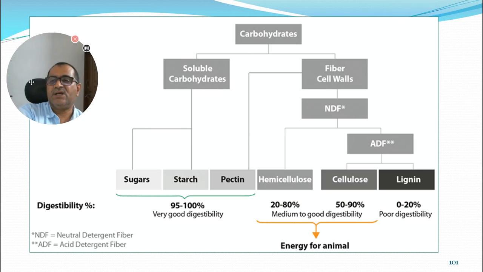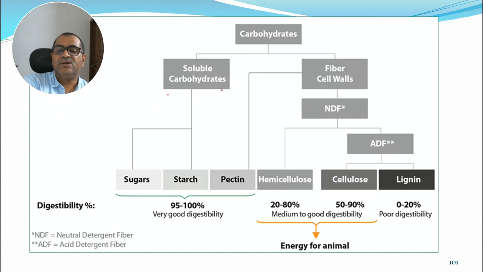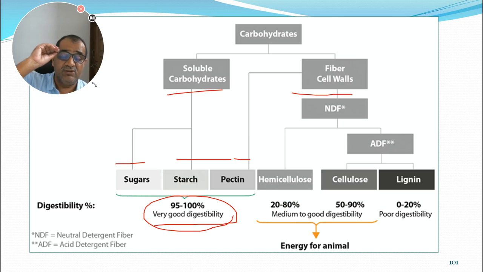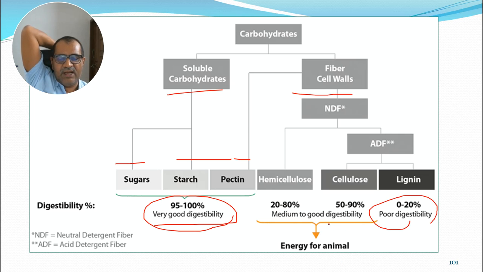Then carbohydrates are divided as soluble, then the fiber cell walls, the NDF and ADF. The soluble carbohydrates are sugar, starch, and pectin, which have 95% to 100% digestibility, whereas hemicellulose is only 20 to 80%, and cellulose 50 to 90%, medium to good digestibility. Lignin is very poorly digestible, and all the others are energy sources for the animal, whereas lignin is not.